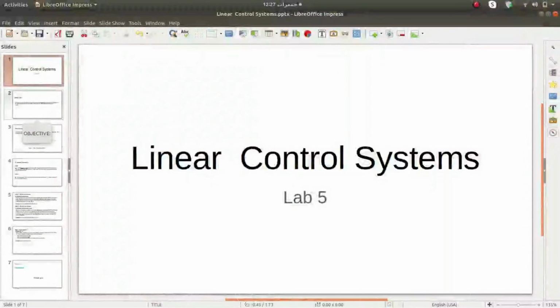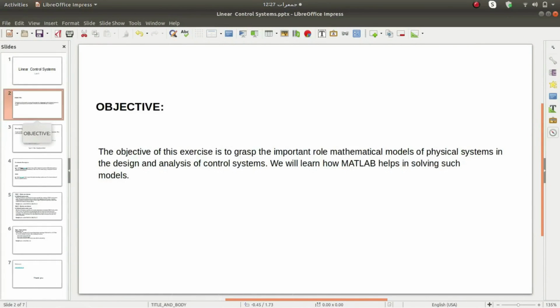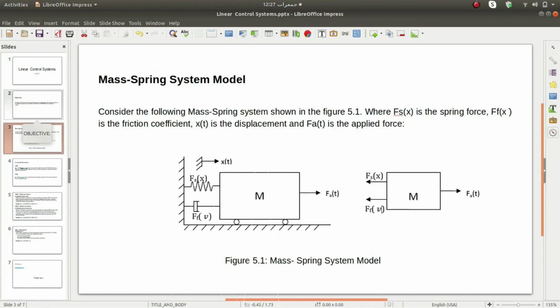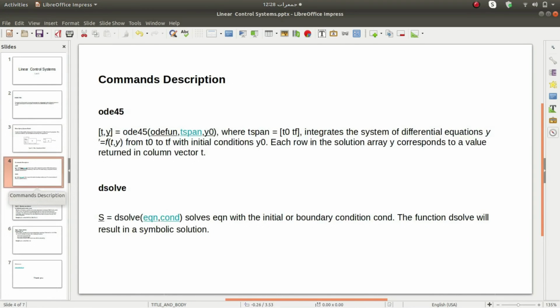Now we will discuss the commands which we left in our manual, like ODE45 and the options command, stats on command. So the objective was to analyze, implement, or solve the mathematical model of any physical system. We have this example: a mass attached to a spring, we applied one force, and in the opposite direction two forces are acting on this mass, which are the spring constant and the frictional force. So we use ODE45 to solve this system, and dsolve.